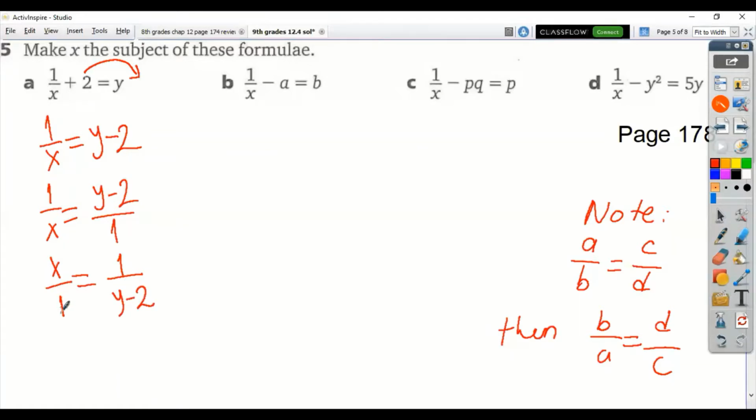X over 1 means itself, x, equals this fraction, 1 over y minus 2. We have defined x in terms of y. So x is made the subject of the formula here.